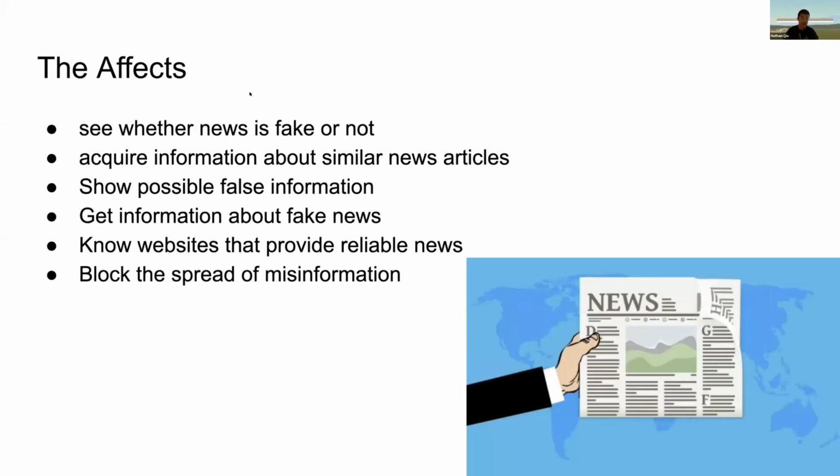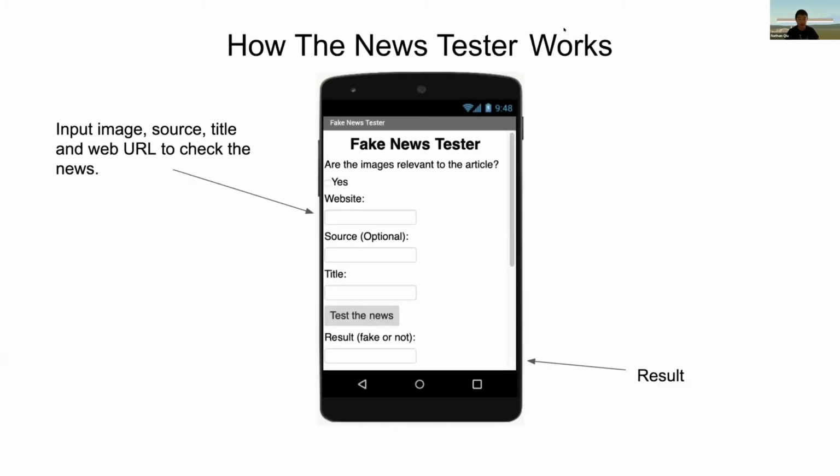The effects. We want to see if news is fake or not and acquire information about similar news articles. We want to show possible false information in the website and get information about fake news. We want the user to know which websites provide reliable news and block the spread of misinformation.